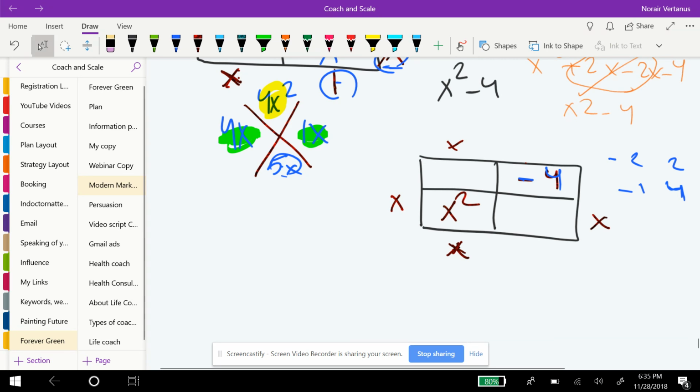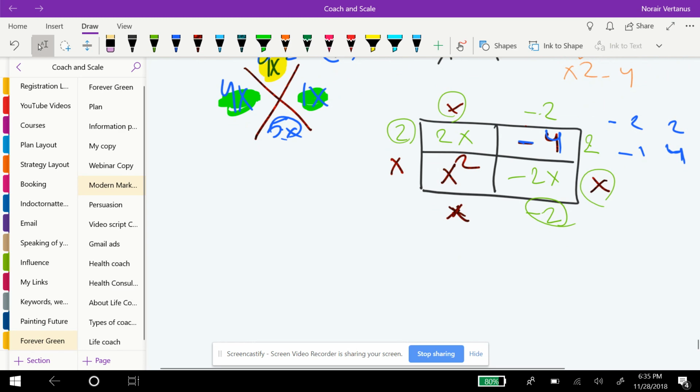I'm going to try negative 2 times 2. If it doesn't work, then I'm going to try the other one. If that's negative 2, this is negative 2. If that's 2, that's 2. Now if you multiply these two, it's going to be 2x, write it here. Multiply these two, you get negative 2x, write it here.